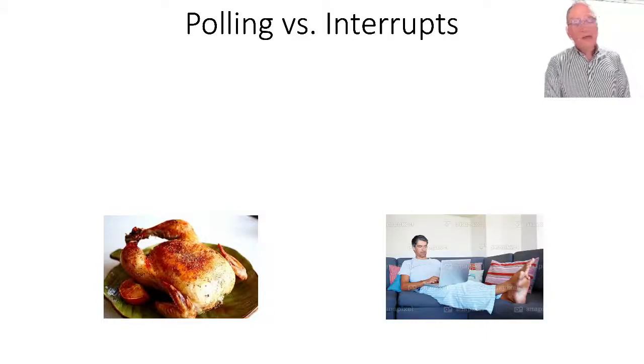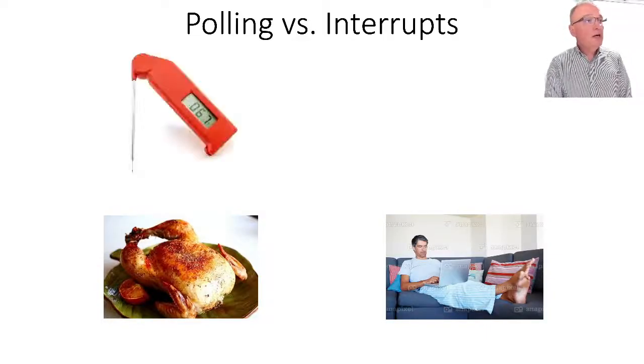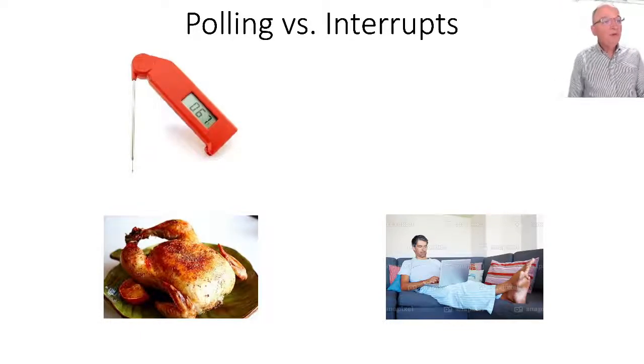But because I wanted to pay attention, what I'm going to be doing is from time to time, I'm going to be stopping what I'm doing, and I have a very good instant read thermometer that gives me very quickly the temperature inside of the chicken. So from time to time, I'm going to stop my work on my computer, I'm going to go to the kitchen, and I'm going to measure the temperature inside of the chicken. So this is what's known as polling.